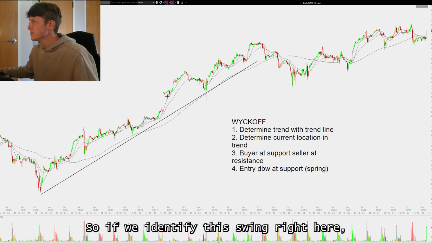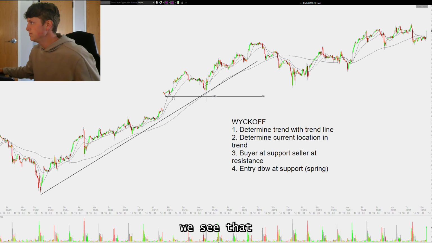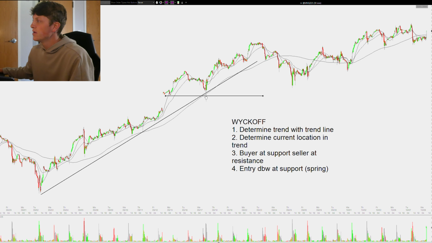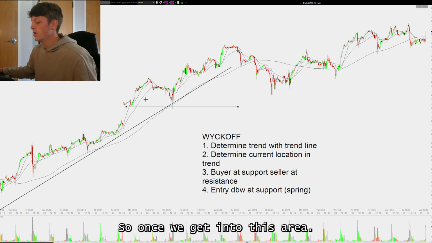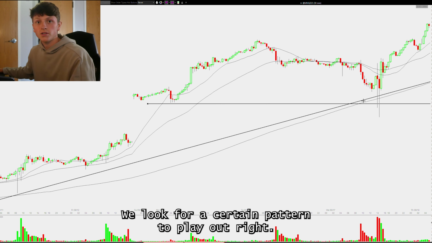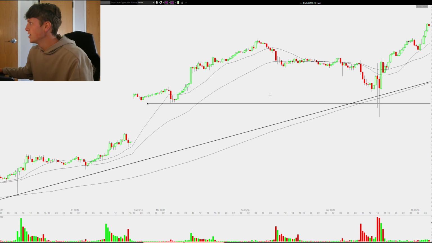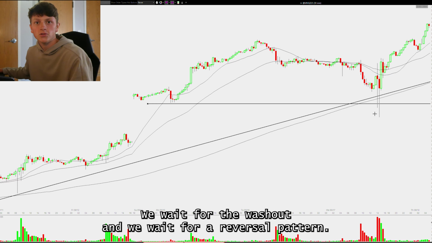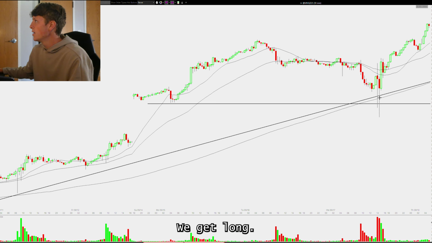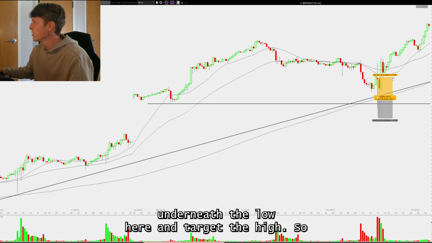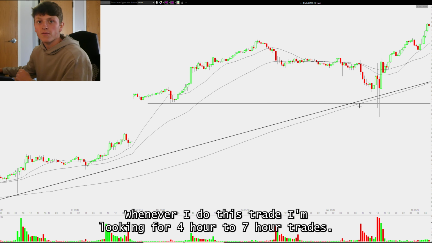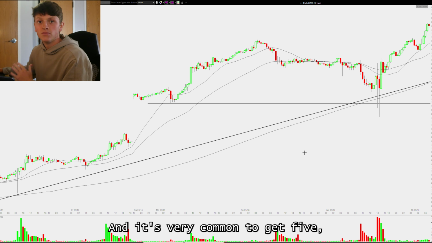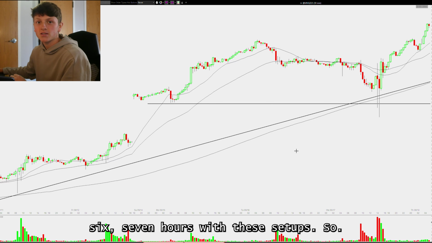So if we identify this swing right here, we see that it comes in at support where we have the trend line and we have the moving averages. So once we know this, we know that we want to buy here. Once we get into this area, we look for a certain pattern to play out. We wait for the washout, then we wait for a reversal pattern, we get long, stop loss underneath the low here, and target the highs. Whenever I do this trade, I'm looking for 4R to 7R trades, and it's very common to get 5 to 6 to 7R with these setups.